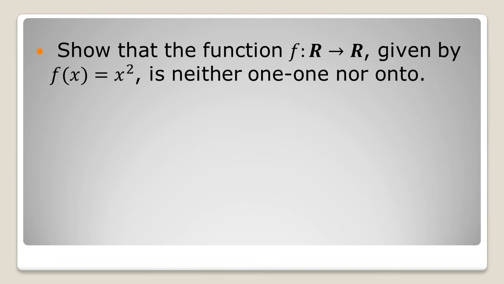Consider the next example of a function from the set of real numbers to the set of real numbers defined as f(x) = x². You have to show that it is neither 1-1 nor onto.